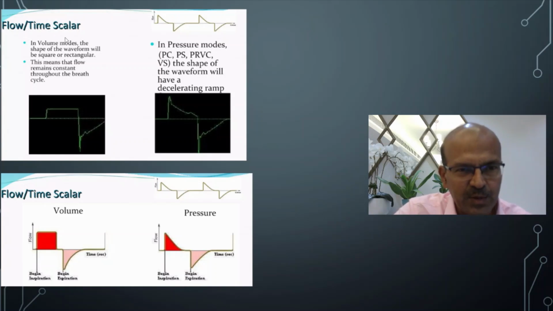The flow time scalar is quite useful in different ways in judging whether your inspiratory and expiratory times are adequate, in judging whether there is any airway obstruction, and so on. In volume modes, the shape of the waveform will be square or rectangular, while in pressure modes, usually it has a decelerating ramp. As we use mainly pressure ventilation in babies, this is the pattern you'd be seeing. And this is more in the PICU and adults where volume ventilation is used. So we have the beginning of inspiration and then the beginning of expiration. The time is on the x-axis and the flow is on the y-axis.